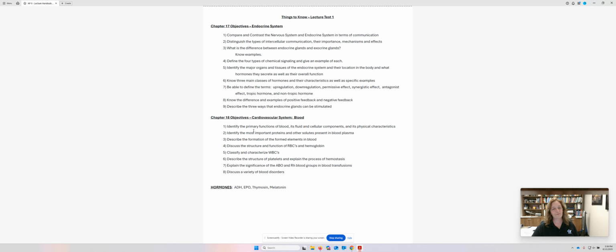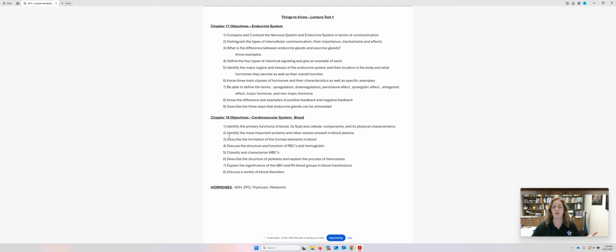Chapter 18, well, we're going to talk about blood. The cardiovascular system is going to be divided into 3 chapters. You're going to have blood, you're going to have heart, and you're going to have blood vessels. Those are the 3 chapters that encompass the cardiovascular system. Blood is going to be on lecture test 1. The other 2 components of the cardiovascular system, the heart and blood vessels, are going to be on lecture test 2. I think we have a 1A in the middle of that, which is the immune system.